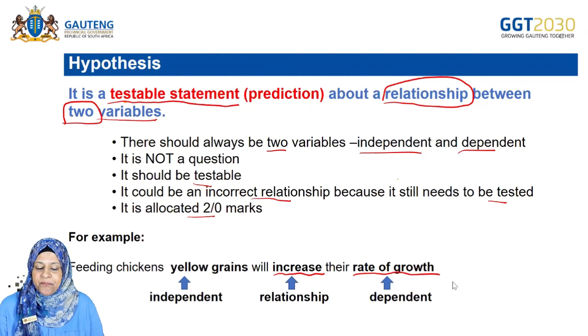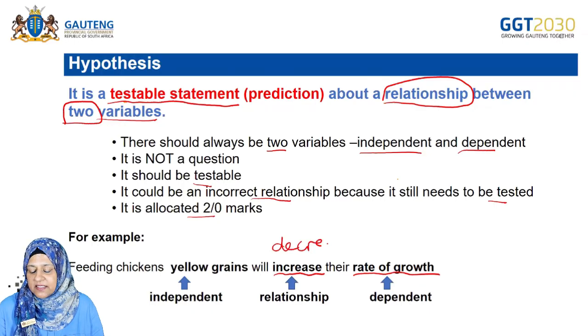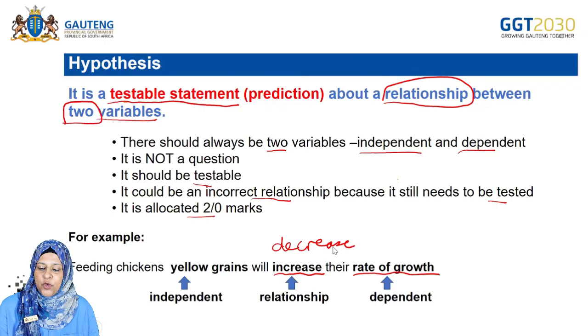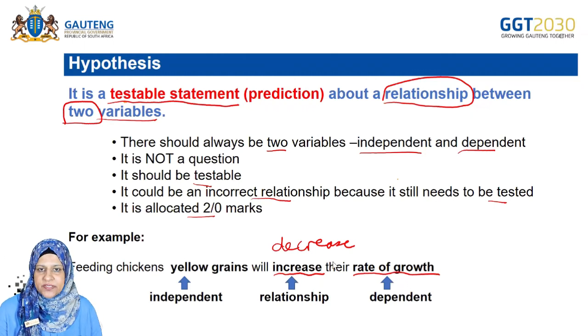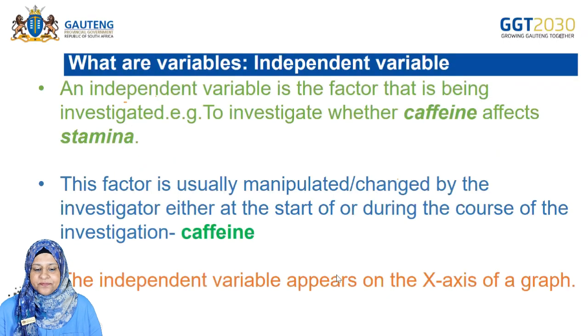So you could say feeding chickens yellow grains will decrease their rate of growth. Then you will conduct the investigation and you'll say, oh, you know what? It actually increases their rate of growth. Then you will not accept that hypothesis, because the hypothesis is it will decrease. And therefore you will do the experiment again and say yellow grains increase the rate of growth. And therefore then you will conduct the investigation and you will say, I accept my hypothesis. So that's how you would write a hypothesis.